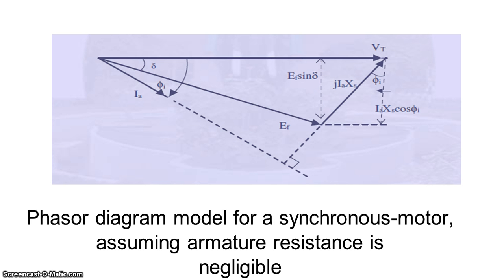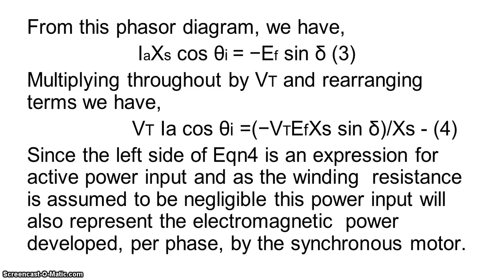Now this is a phasor diagram model for a synchronous motor where we are assuming that RA is negligible. From this phasor diagram, we have that IAXS cos theta I is equal to minus EF sin delta because they are parallel lines. When we multiply throughout by VT and rearrange the terms, we have VT IA cos theta I is equal to minus VT EF sin delta divided by XS.